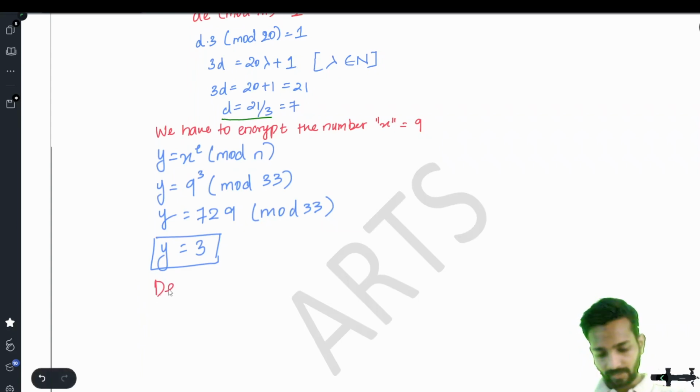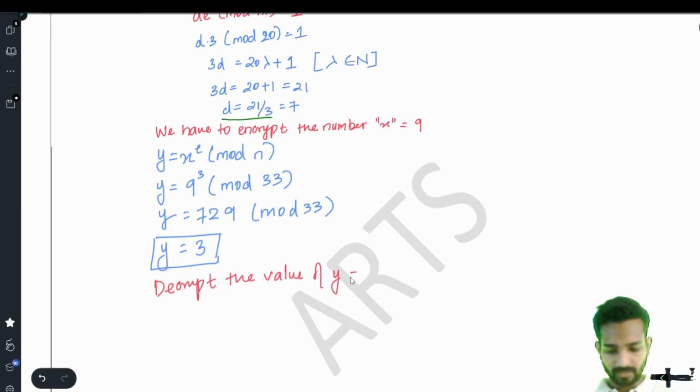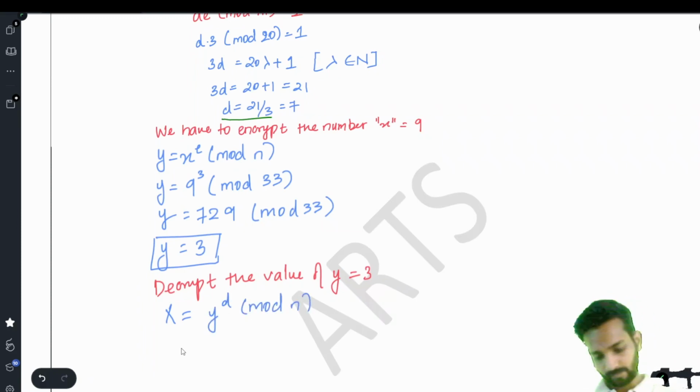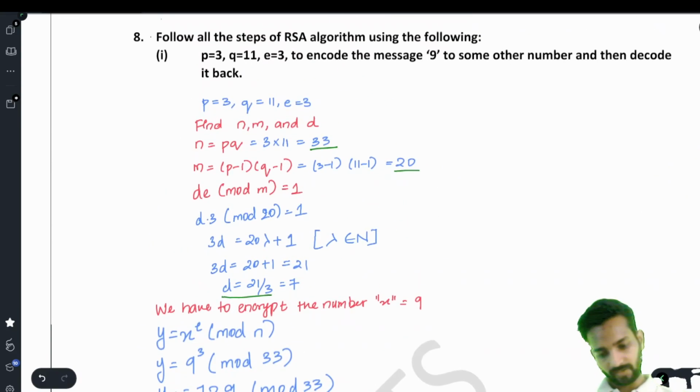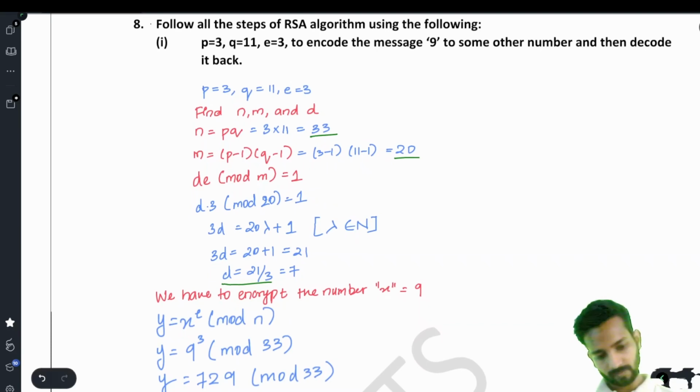Now decrypting the value for y, which is equal to 3, we already have. Now what we will write here is x is equal to y power d mod n. Now y is 3, d is 7, and n we have already found out. N is how much? We found out n is 33.